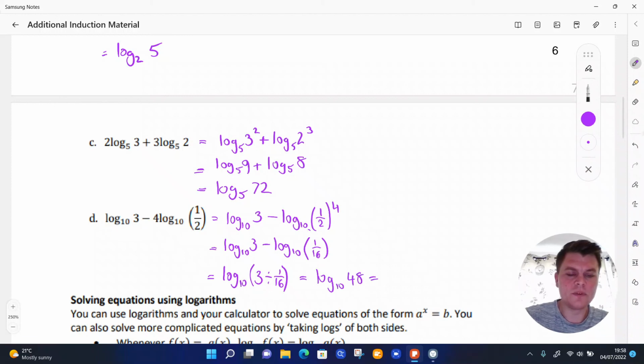And just to explain what I was saying earlier, if you also write log 48, that is the same, okay? Because the base there would also be 10. And you'll see that on your calculator as well.